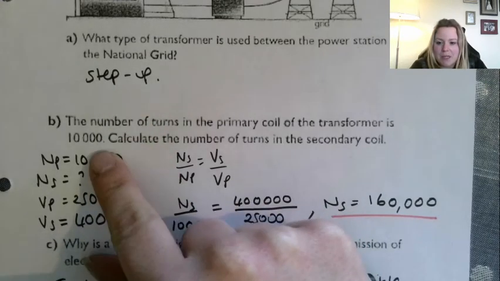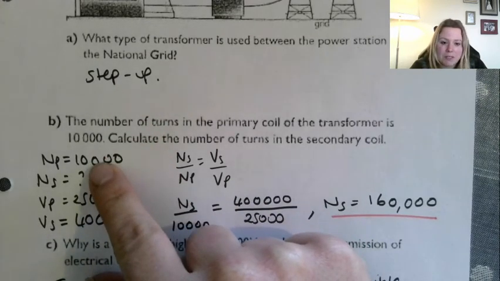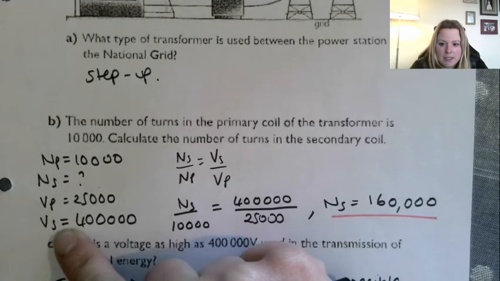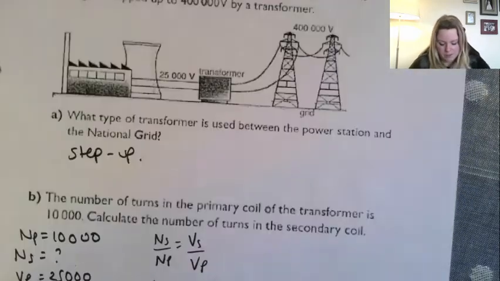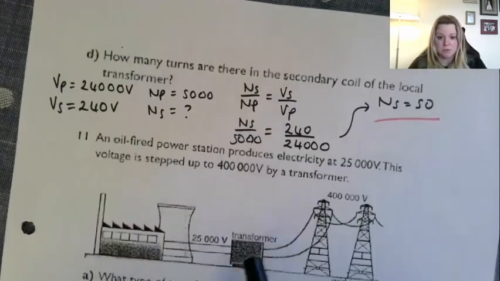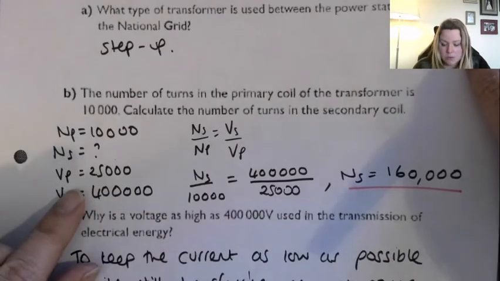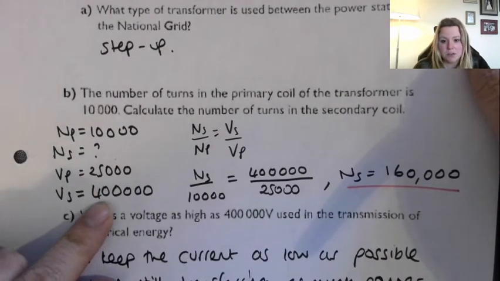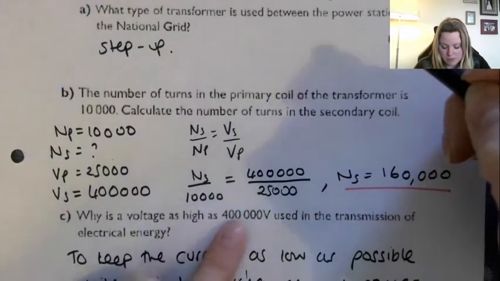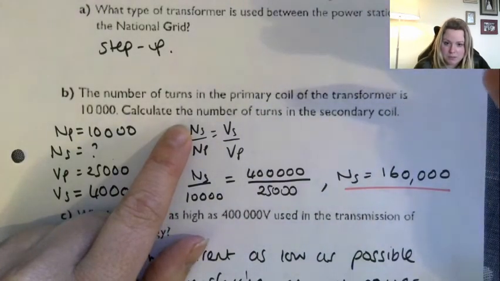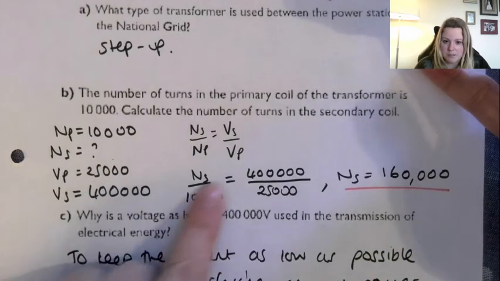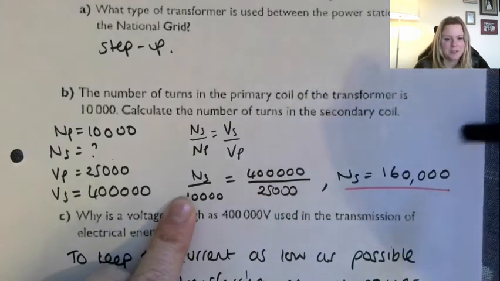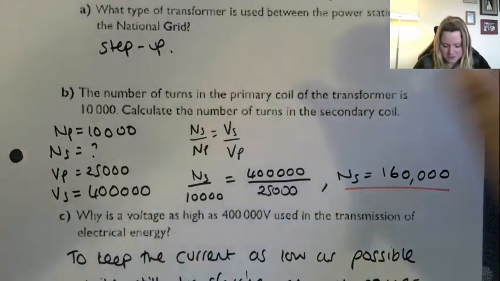So because it's step up, I know automatically my answer has to be a higher number. So we're looking for NS. And these numbers here have come from either, I suppose, this initial blurb or from the diagram. So our primary voltage is 25,000 and our secondary voltage is 400,000. So I'm looking for NS, so I start with it, top left of my equation. Fill in my values. 400,000 divided by 25,000 and then multiply by 10,000 and we get 160,000 turns.